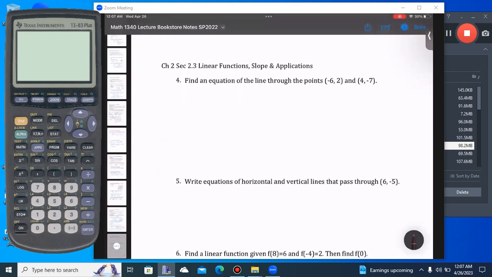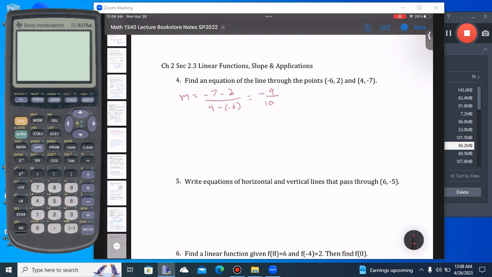So find an equation of a line through the point -6, 2 and -7, 4. The slope is -7 minus 2 over 4 minus -6, which is -9 over 10.